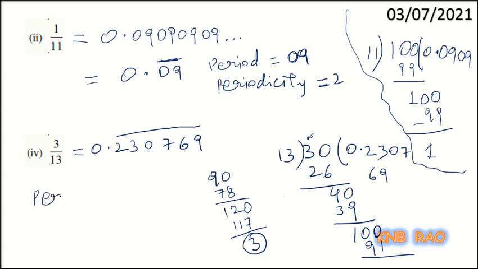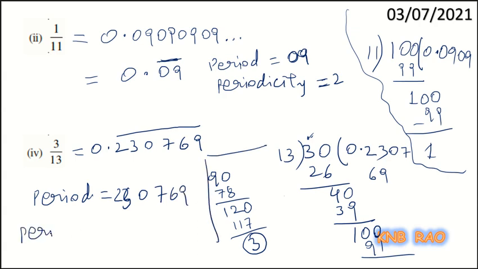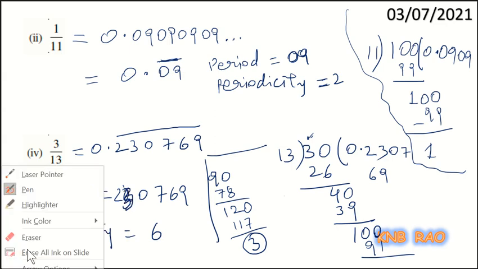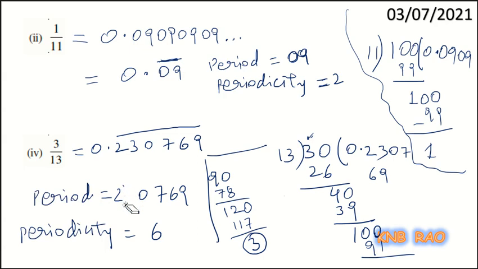Thus, here period is 230769, and periodicity is 6. So, the digits which are repeating, let me neatly write it, the digits which are repeating in the same order will be called as period, and number of digits repeating will be called as periodicity. So, this is the decimal form of 3 by 13. Okay. This is how we do it.